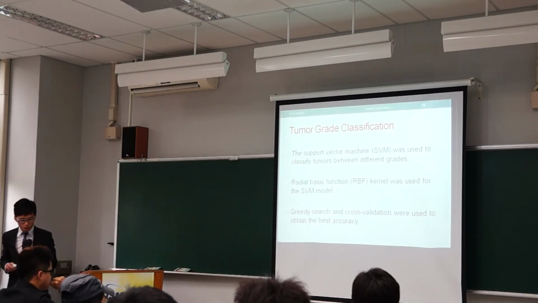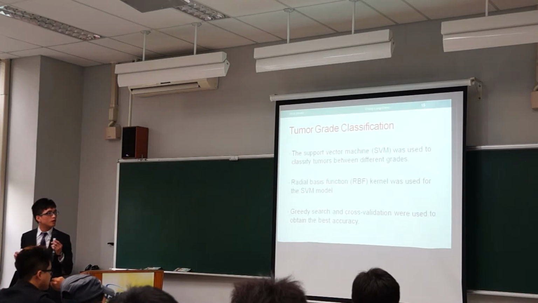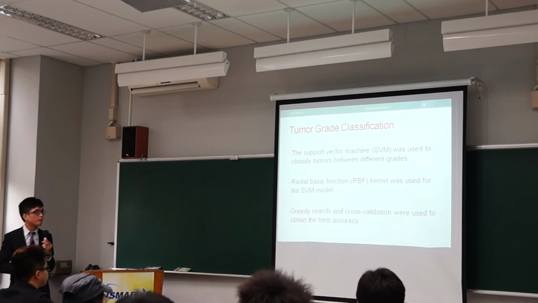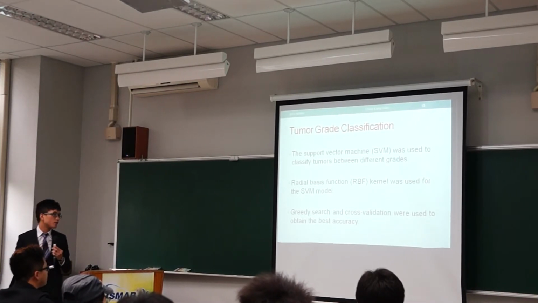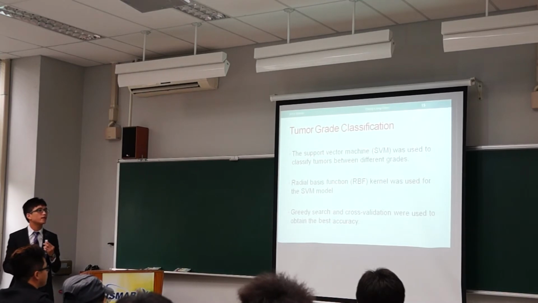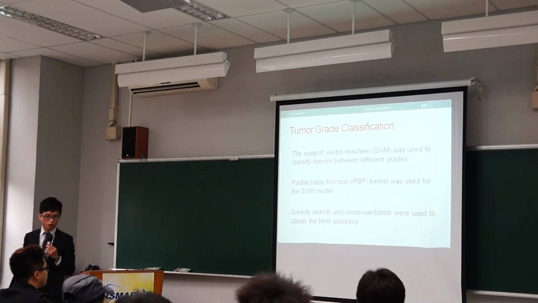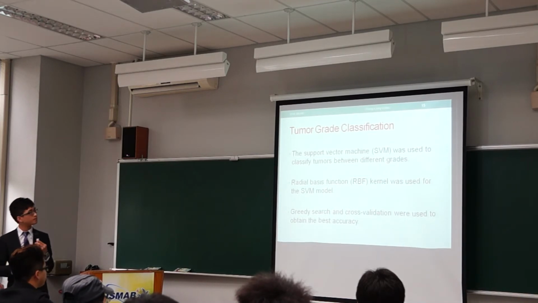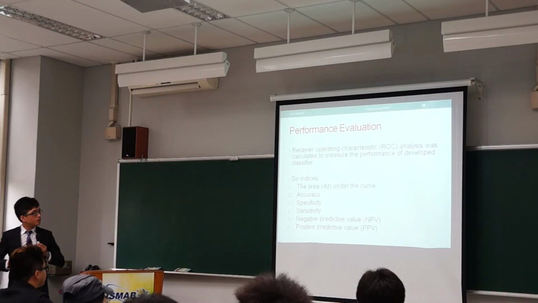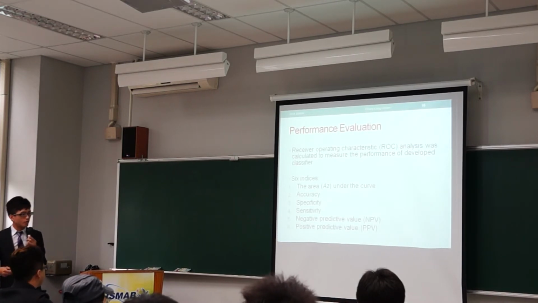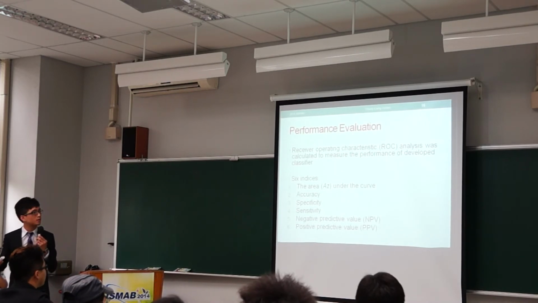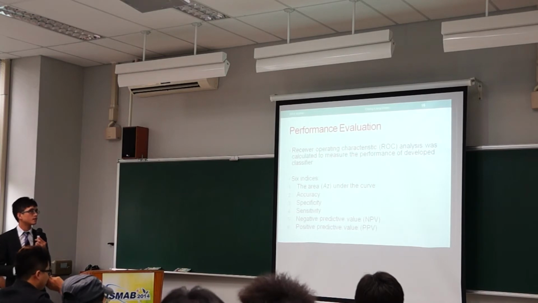In classification, we use the support vector machine to build a model to classify tumor grades. We choose the radial basis function for the kernel. And we use grid search and cross-validation to choose the appropriate margin and kernel parameter to obtain the best accuracy. In performance evaluation, we use ROC analysis to evaluate the performance of the proposed system. They include 6 indices.